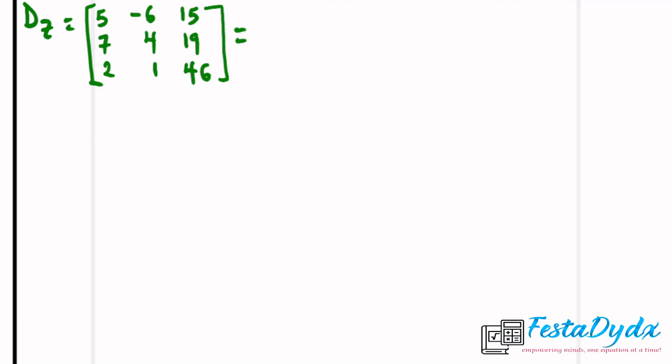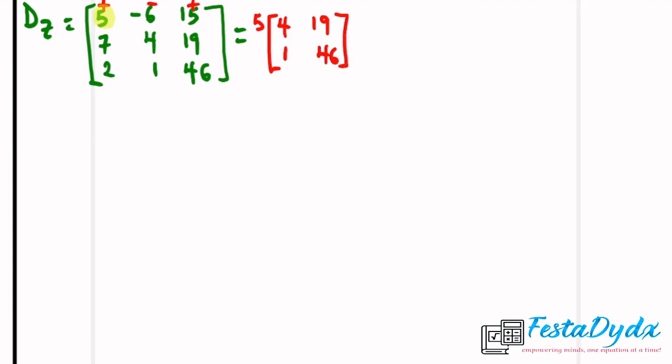So remember, the first thing to do for a 3 by 3 matrix is to do your plus, minus, plus. So the first thing is 5, then form a 2 by 2 matrix. We are going to remove the rows and columns associated with it. So this is the first element we are working with, 5. The rows and columns associated with it is this, and then we are left with 4, 19, 1, and 46.